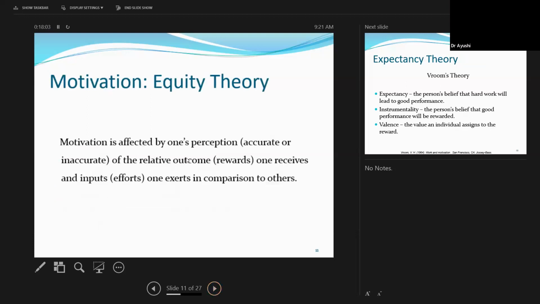Then equity theory: motivation is affected by one's perception, accurate or inaccurate, of the relative outcome one receives and the inputs one exerts in comparison to others. So motivation is affected by one's perceptions of the relative outcome in comparison to others. I'm sorry, ma'am, I'm not able to explain this one.